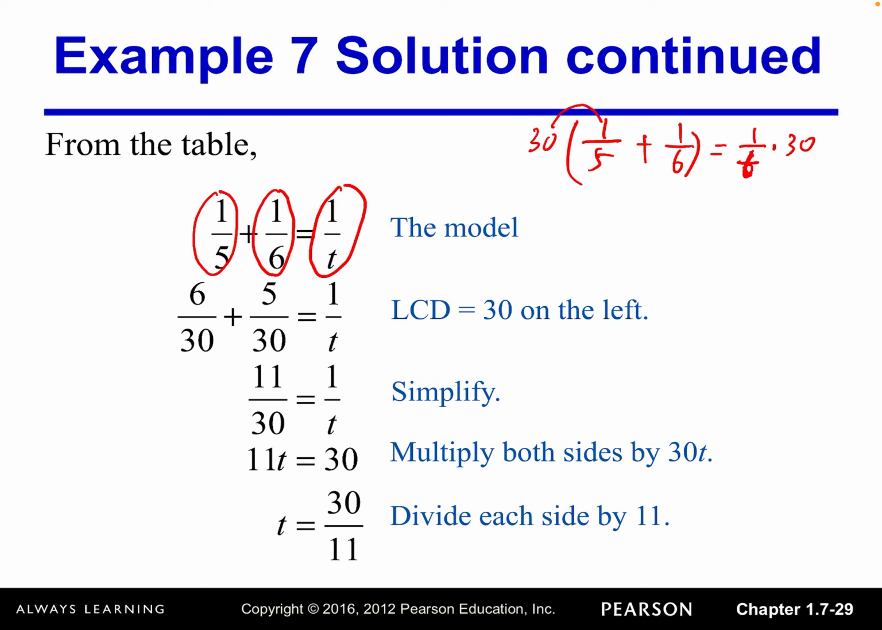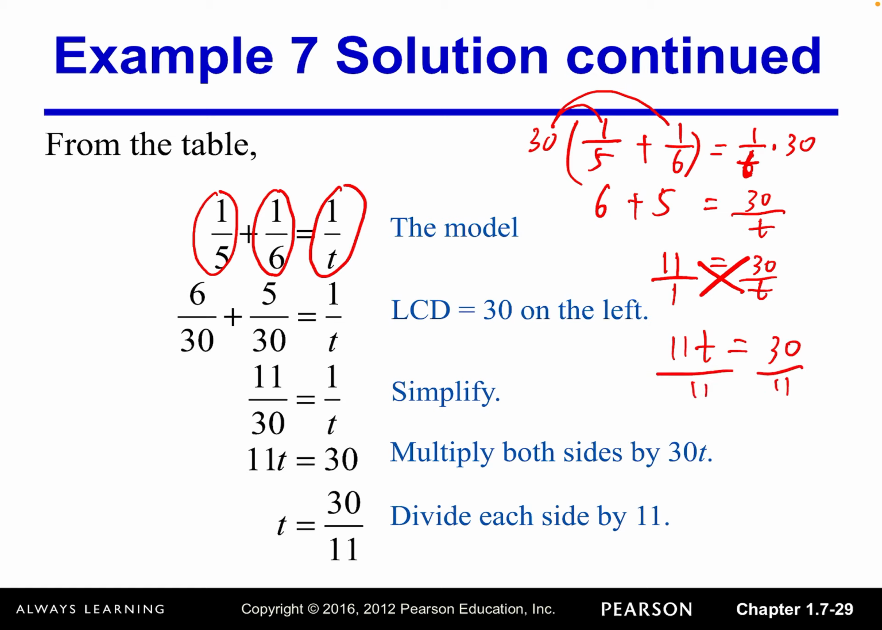So we get 30 times 1/5, which is 6, and 30 times 1/6, which is 5. We just eliminate the parentheses using the distributive property. And then on the right hand side, we get 30 over T, right? On the left hand side, combine like terms, we get 11 equals 30 over T, and this is more like a proportion type of problem. Cross multiply and set equal, so 11T equals 30. Then dividing both sides by 11, we solve T equals 30 divided by 11.